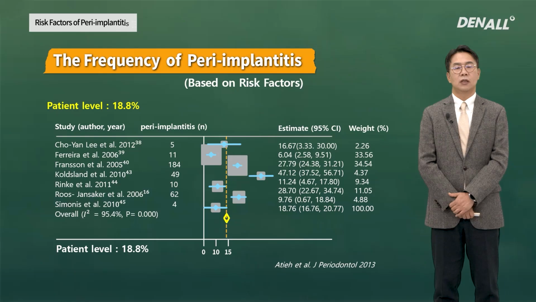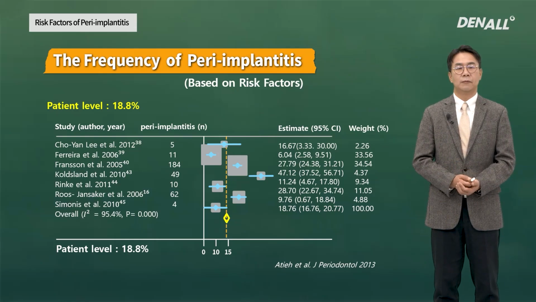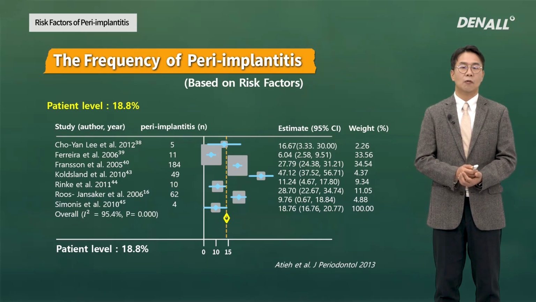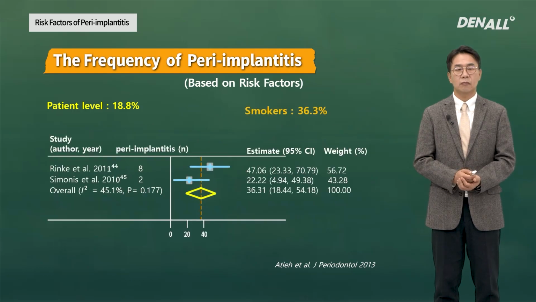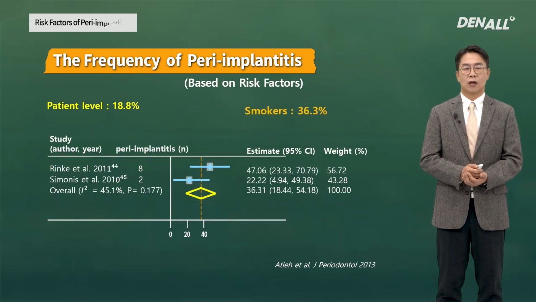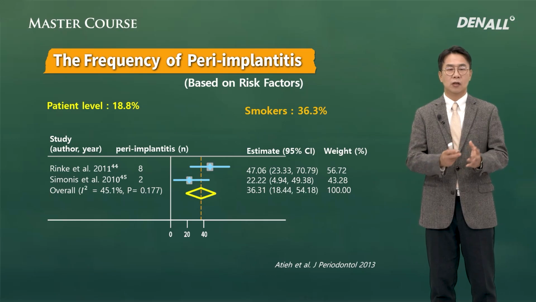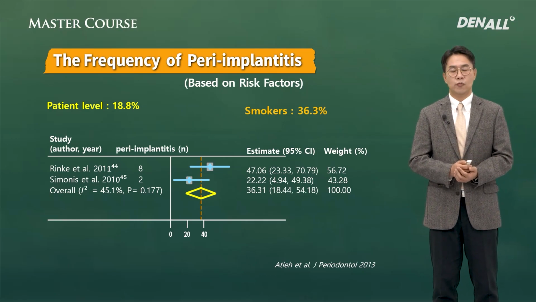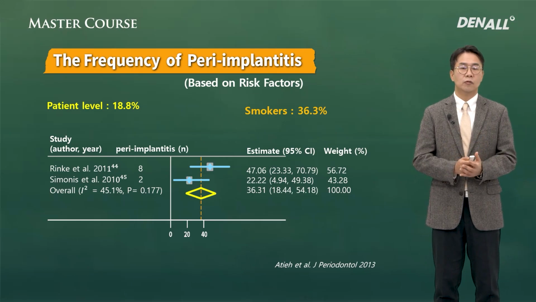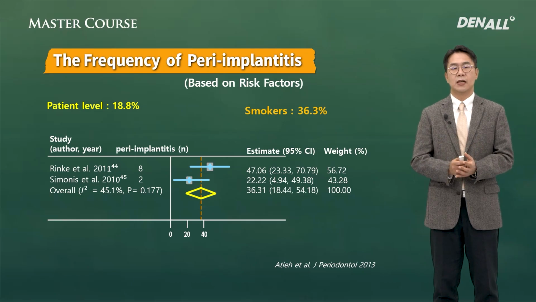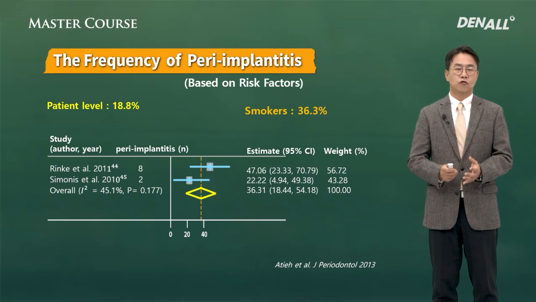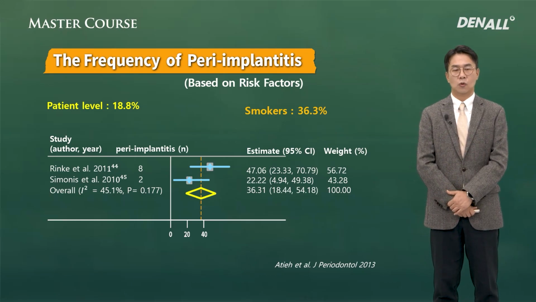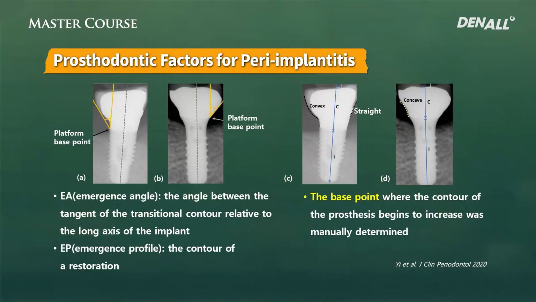Considering various risk factors, the frequency of peri-implantitis is about 20% in the general patient level, but 36% in smokers, almost the double. So that is the prevalence of peri-implantitis. We need to understand this. To heavy smokers, you need to shorten the maintenance frequency. We need to consider prosthodontic factors.